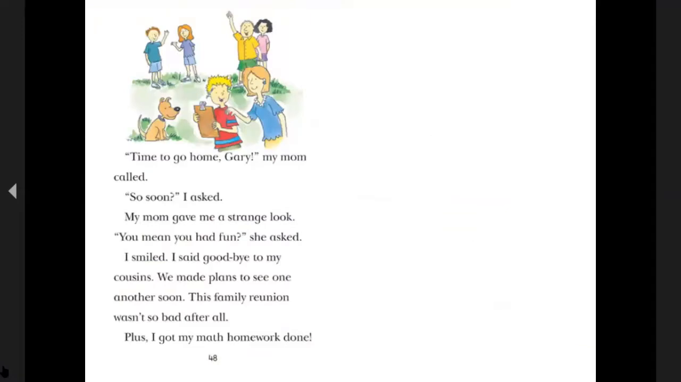"Time to go home, Gary," my mom called. "So soon?" I asked. My mom gave me a strange look. "You mean you had fun?" she asked. I smiled. I said goodbye to my cousins. We made plans to see one another soon. This family reunion wasn't so bad after all. Plus, I got my math homework done.